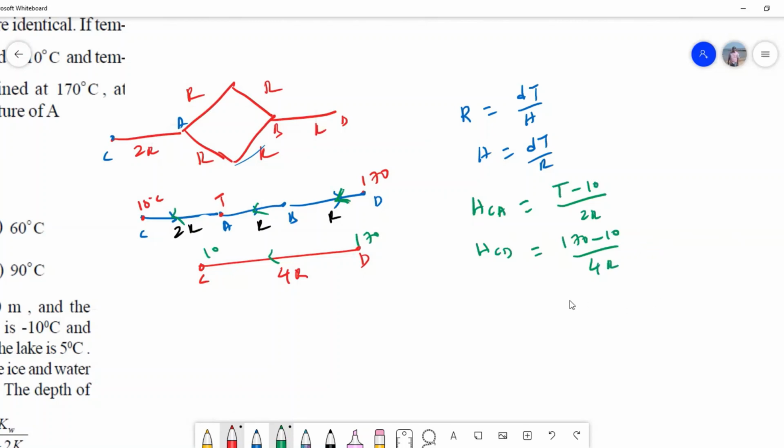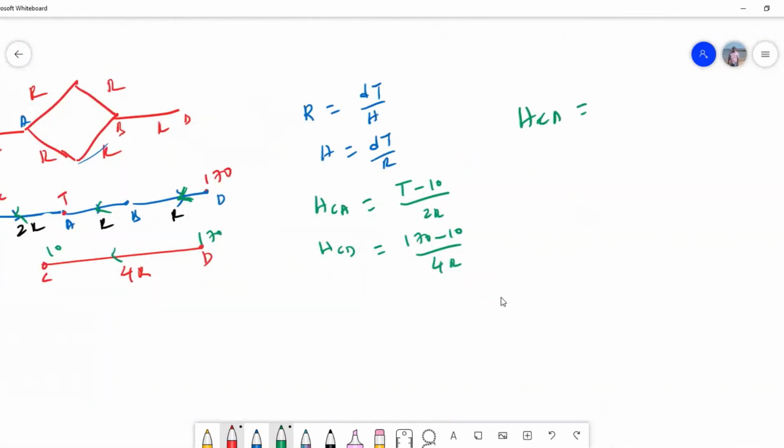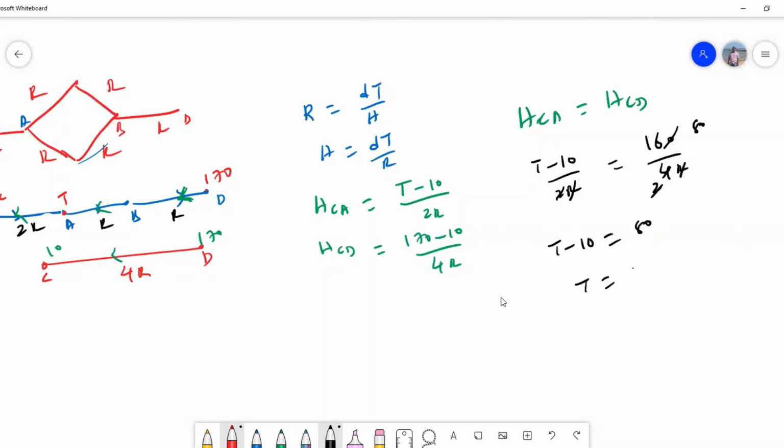Now, since they are connected in series, we can equate the heat current H_CA equal to H_CD. So what is this? T minus 10 upon 2R is equal to 160 upon 4R. The R cancels. So 2 ones, 2 2, so this will go by 80. So T minus 10 is equal to 80. So T is equal to 90 degrees centigrade. That means the temperature at A is 90 degrees centigrade.